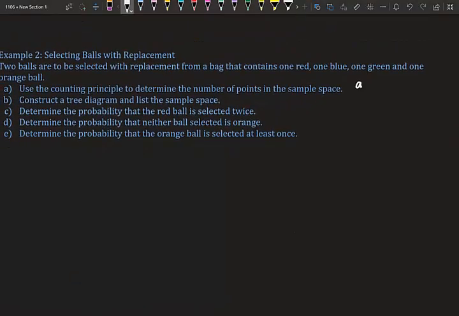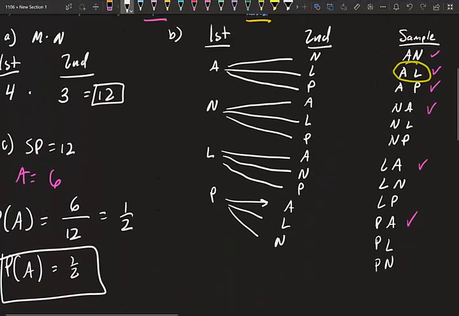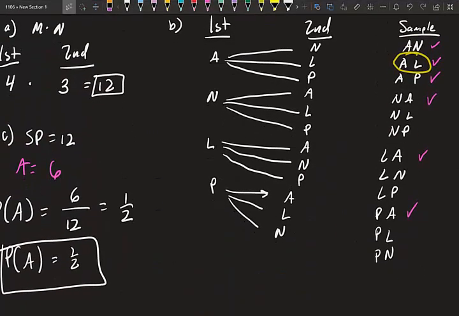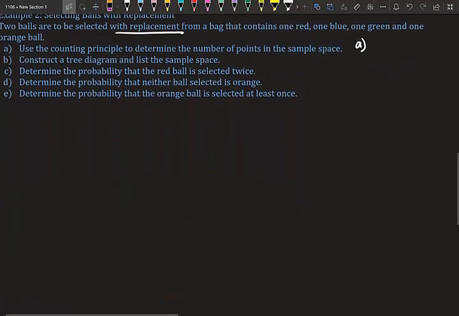Alrighty, part A I'm going to do over here to the right. We're going to use the counting principle to determine the number of points in the sample space. So we're picking 2 balls with replacement. Remember, that means we pick one, we put it back. In the previous example, if you pick a winner, the winner doesn't go back into the pool to be drawn again. The winner already won. So that's why it's going to be a little different here with replacement.